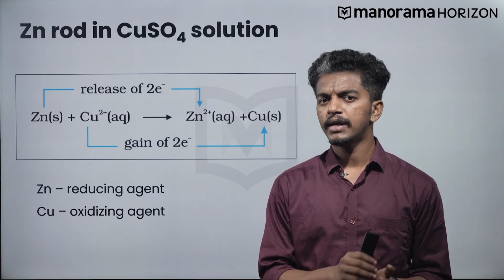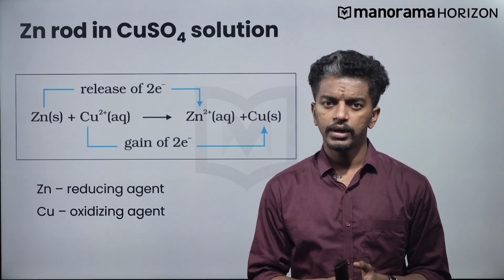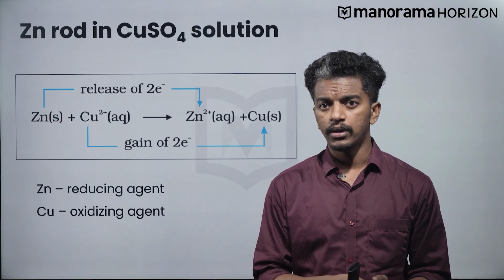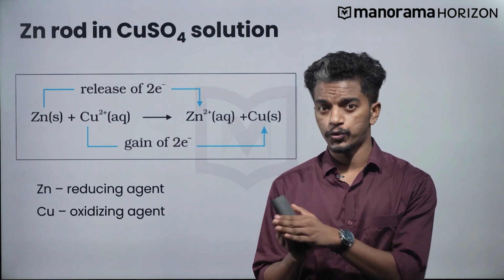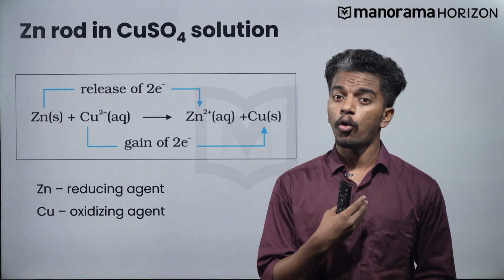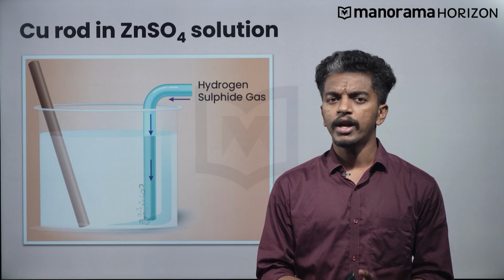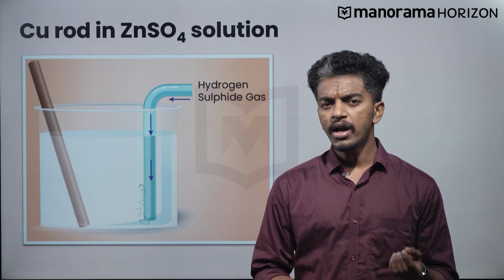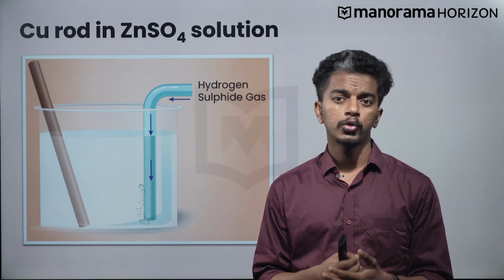Here, zinc releases 2 electrons, therefore it is oxidized, and copper, by gaining 2 electrons, is reduced. Here zinc is the reducing agent and copper is the oxidizing agent. Now what about the reverse reaction? What if we put a copper rod in zinc sulfate solution?